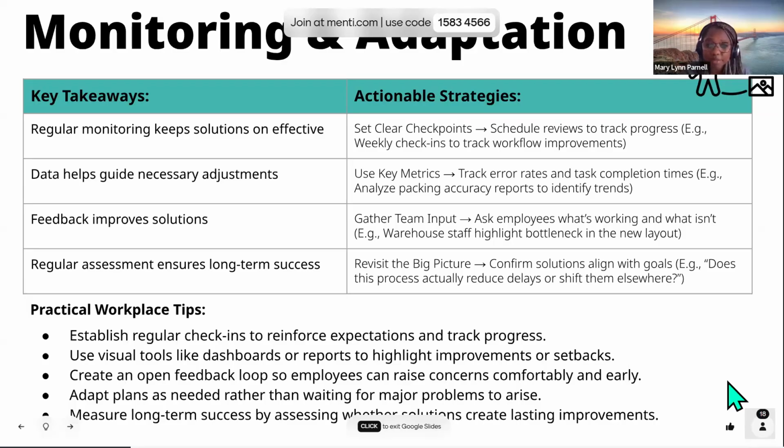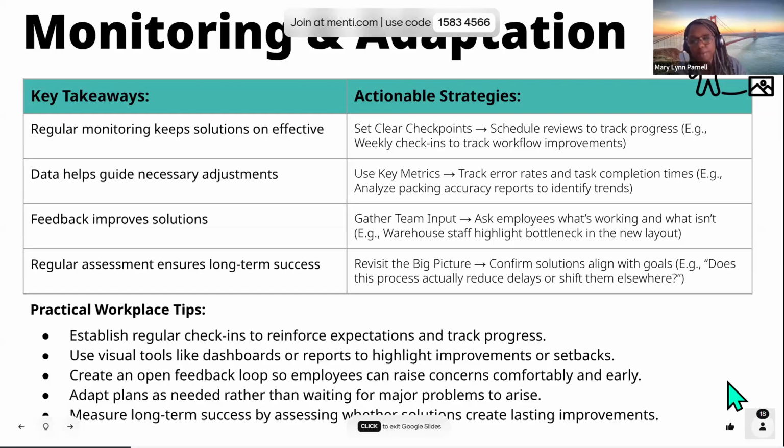Using data to help make necessary adjustments. So using key metrics, tracking error rates, task completion times. You are all now equipped to use Excel to be able to do that. Analyzing packing accuracy reports to identify trends. How do we get the data to tell us a story of what's happening and to measure our improvement? And then also, feedback improves solutions, always gathering team input, asking employees what's working and what isn't working.